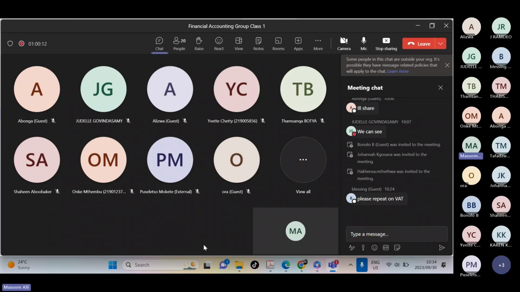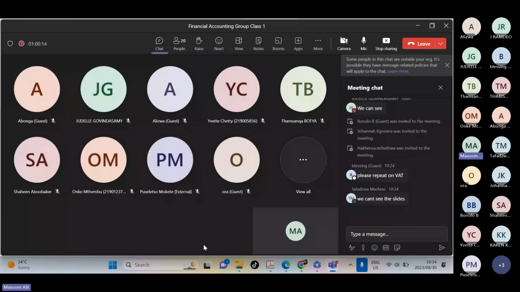Now, what happens? We'll say, okay, look, we are registered for VAT. We're not making exempt supplies, and yeah, because I closed the window. That's why. Do you guys want to see the slides again? I can just open it if you need to.